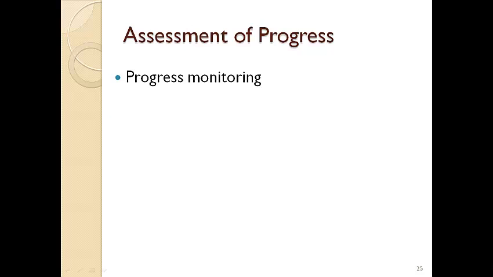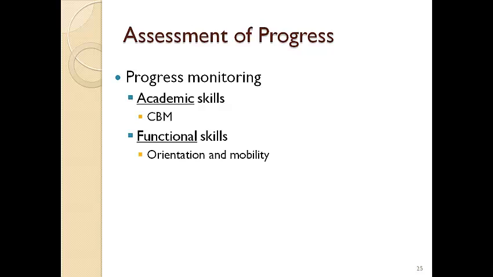Assessment of progress. The Individuals with Disabilities Act, the IDEA, requires that Braille instruction be included in the IEP for students with low vision or blindness. Progress monitoring of achievement can be done through curriculum-based measurements for gauging their academic skills. There's also the need to monitor functional skills and quality of life, because orientation and mobility can pose many obstacles for people who have blindness or low vision.